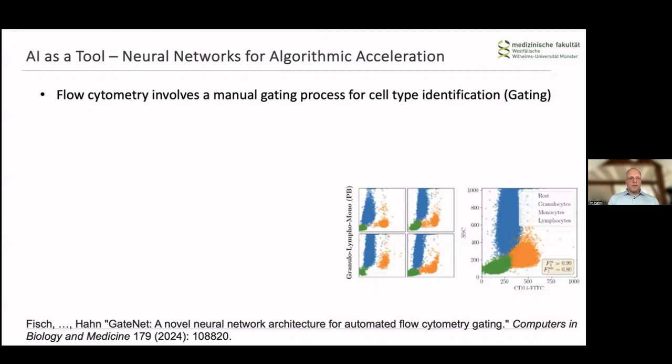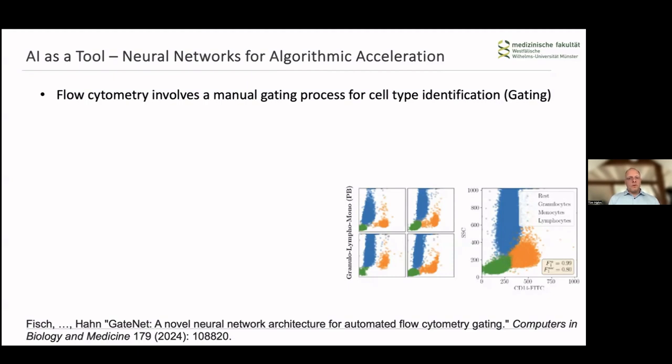And one thing where this is obviously extremely helpful is in flow cytometry. Flow cytometry involves a manual gating process. So basically, you can take blood or you can take CSF, and then you want to identify the cell types present in that sample. The way this works in flow cytometry is that first there is an automatic step that identifies a number of these cell types, but then a human has to go there and manually label these cell types, and that process is called gating.